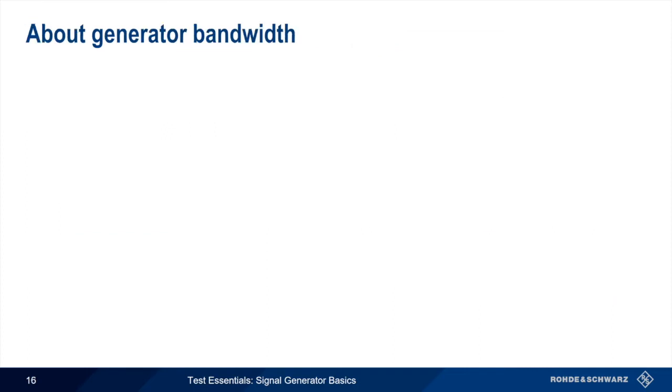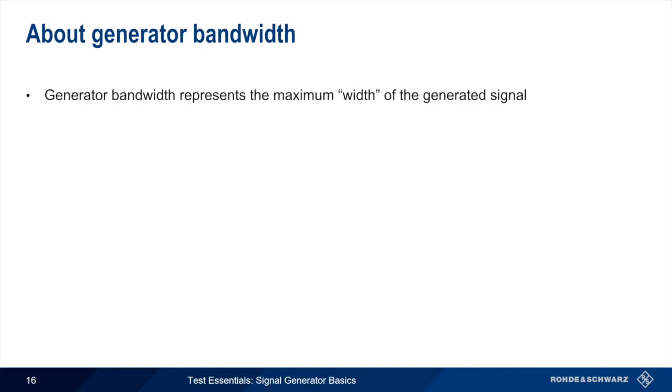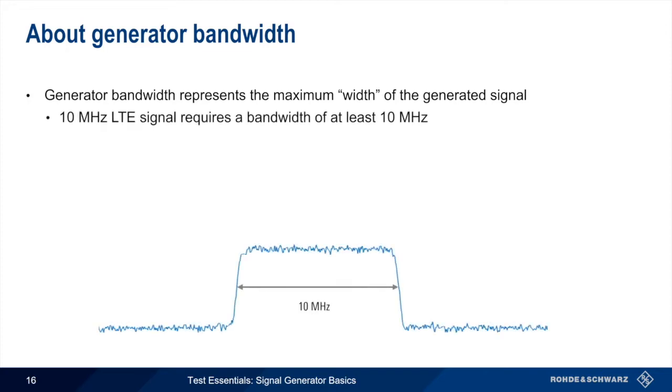But before we talk about the sources of baseband or IQ data, we need to spend a moment discussing something called the bandwidth of a generator. Simply put, the bandwidth of a vector signal generator represents the widest signal that can be faithfully created, and the amount of available bandwidth is a function of the generator design. For example, if we wanted to create a 10 MHz wide LTE signal, we would need a generator with a bandwidth of at least 10 MHz.